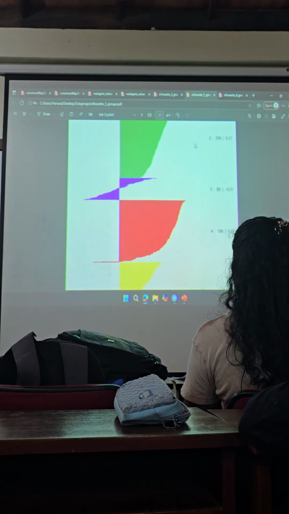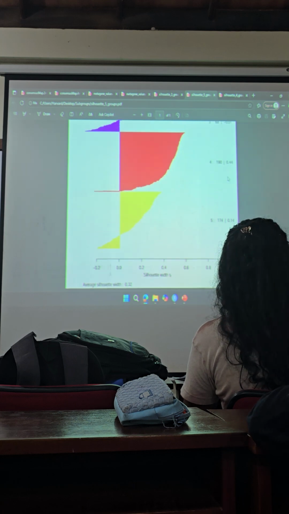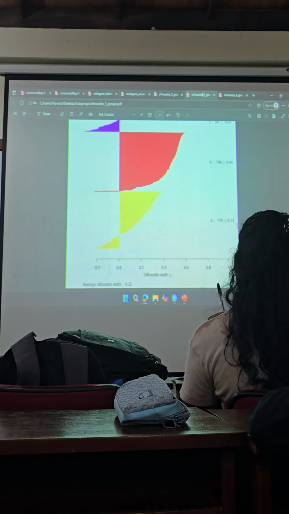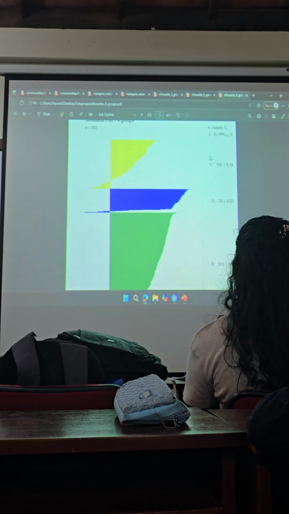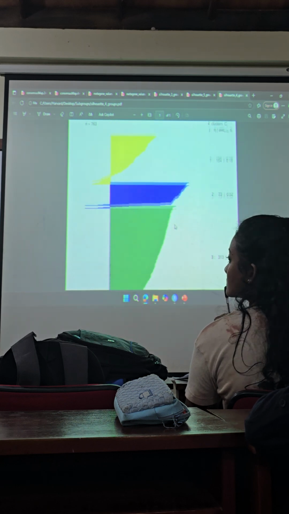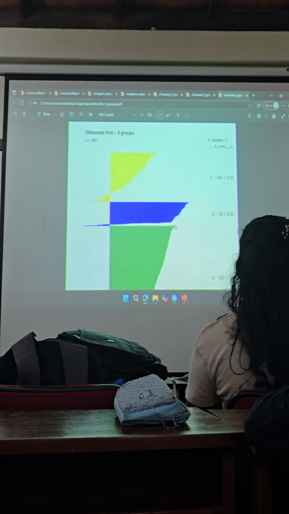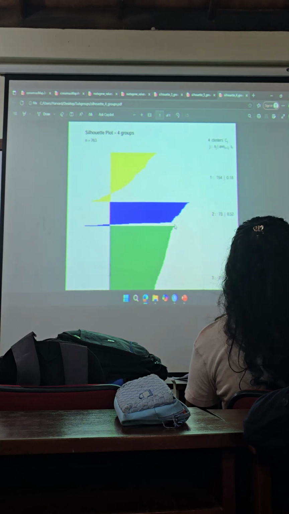When it comes to 5, one group has a negative silhouette width as well. So that's around 0.32. That's the lowest. So based on the silhouette scores, it appears that this is the best. Okay, so that's how you come to the conclusion. After looking at all these plots plus the silhouette plot, you come to the conclusion that there are 4 subgroups.